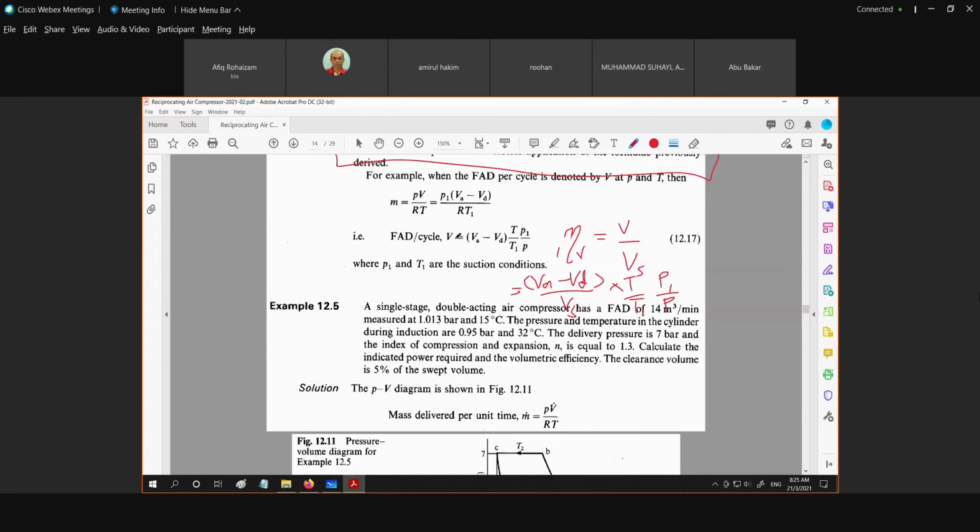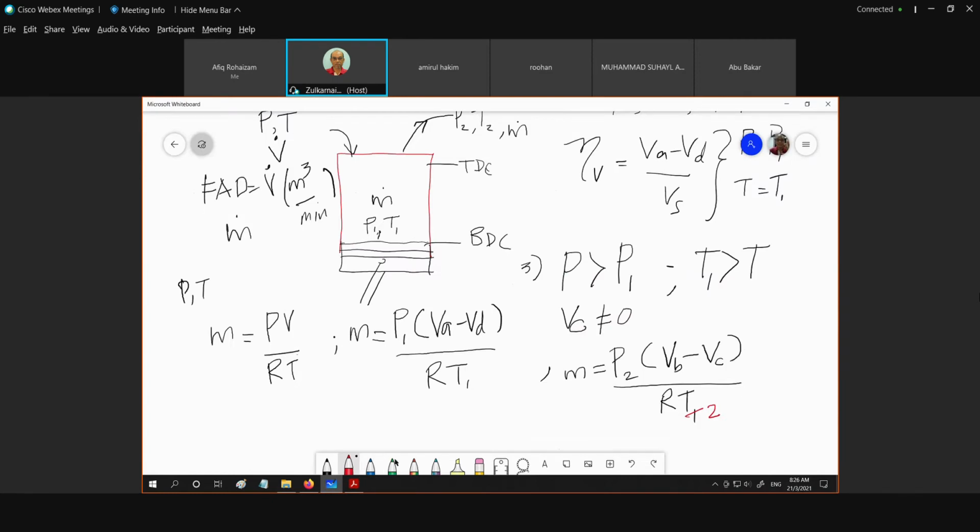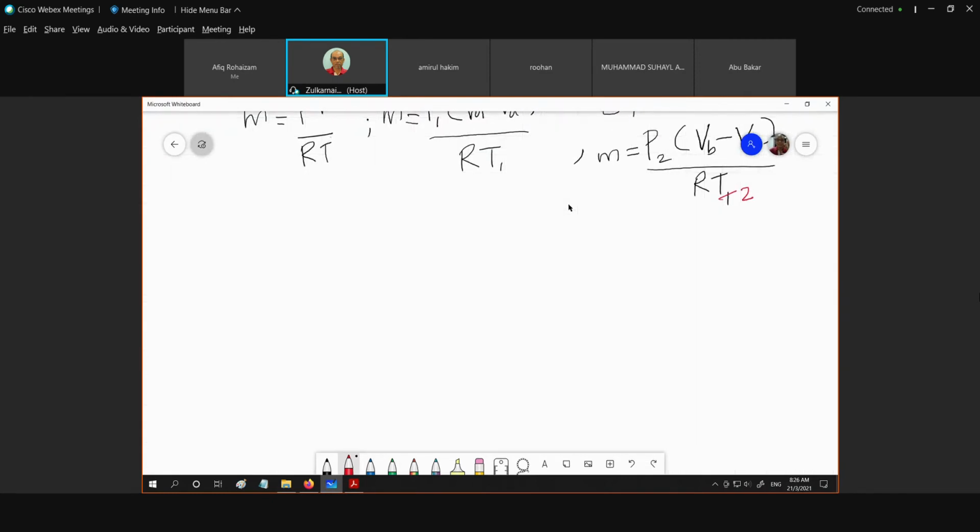Jadi lihat ini, kalau T sama T1 cancel off lah. Kalau saya boleh tuliskan semula formula untuk volumetric efficiency for our third case. The volumetric efficiency is equal to VA minus VD divided by VS, because P is not equal to P1, T is not equal to T1, dikalikan dengan T1 P divided dengan T P1.